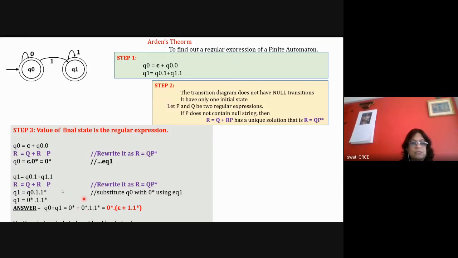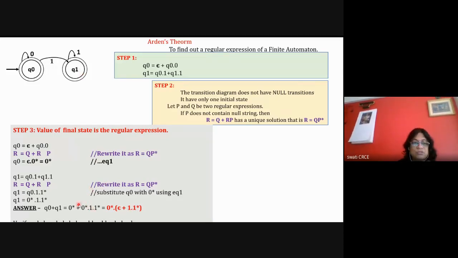Okay, and then verify your answer: 0 string, then 1 string is allowed. You can check here that 0 star or 0 star 1 star is also a valid string. So this way you have to solve the problems.